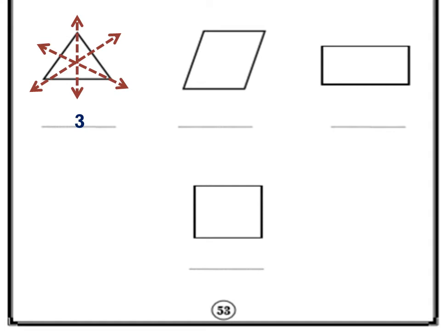And here we have a parallelogram. Can we divide it into 2 identical parts? No. So there are no lines of symmetry or axes of symmetry. So it equals 0. And now we have here a rectangle.